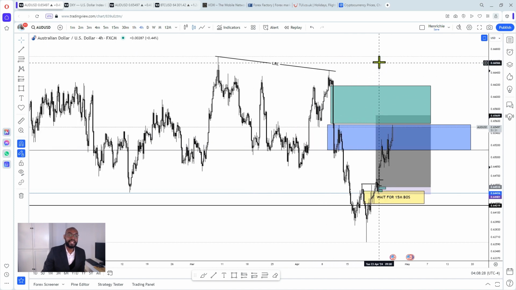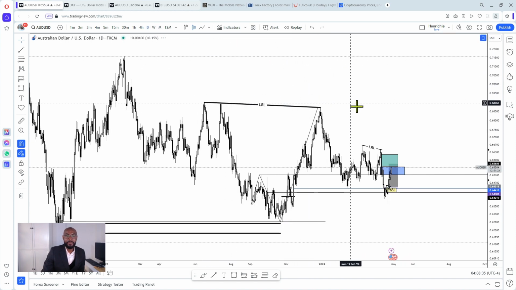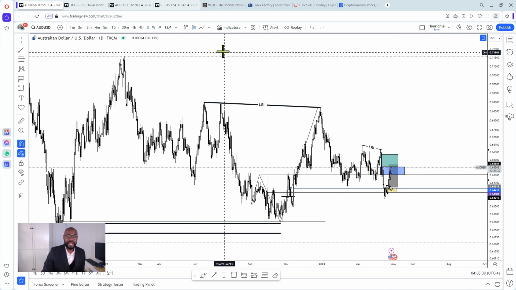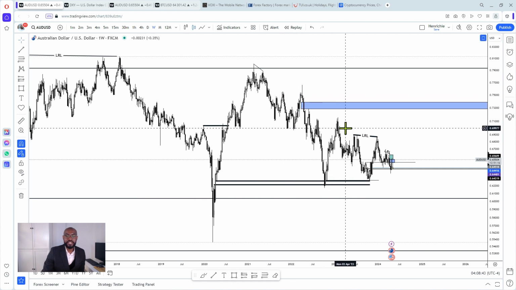I still want to see higher prices on AUD US dollar. We have the low resistance liquidity resting right here. I still want to see that violated. We also have a low resistance liquidity resting right here. I still want to see that violated as well. And on the weekly, we still have the inefficiency right here.